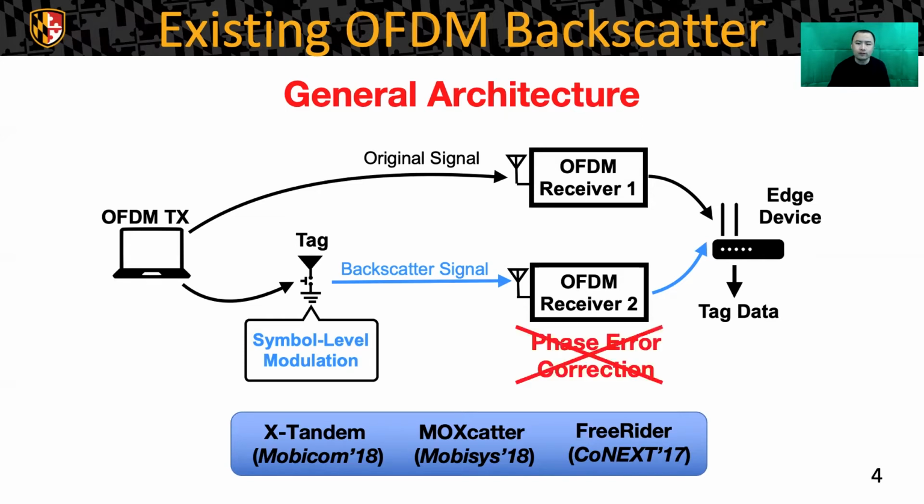However, we found that it requires specific OFDM receivers that can disable the phase error correction. We contacted multiple authors of these systems, and they confirmed that they need specific receivers that can disable the phase error correction. To fully review the impact of phase error correction on these systems, it is necessary to understand how these systems work.